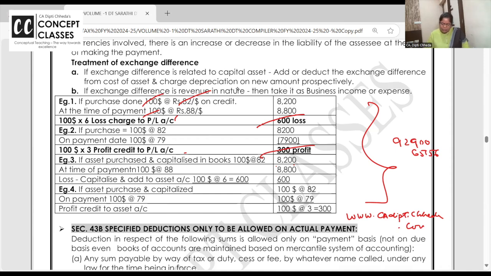Yes, if the asset you purchased at 8,200 has now become 8,800, then capitalize it in the books. If it is credit, then credit it in the asset.